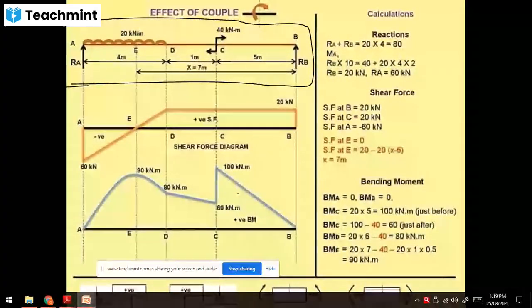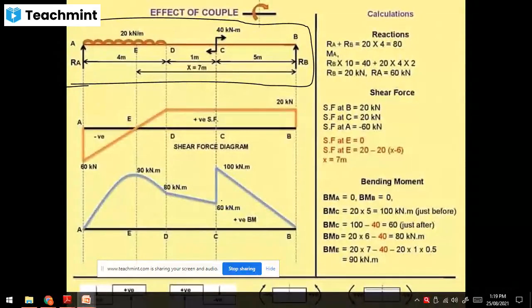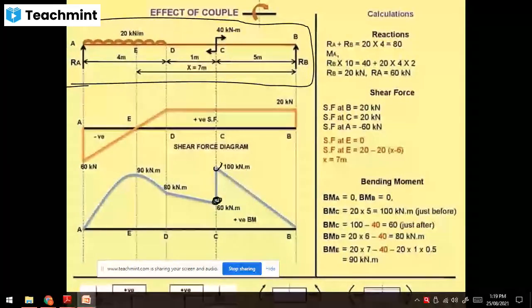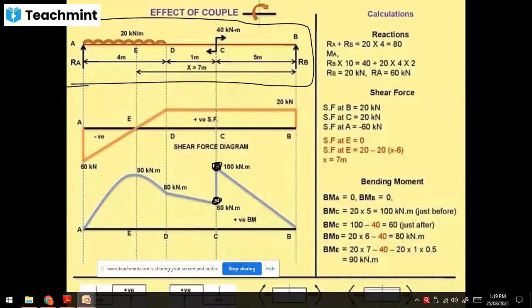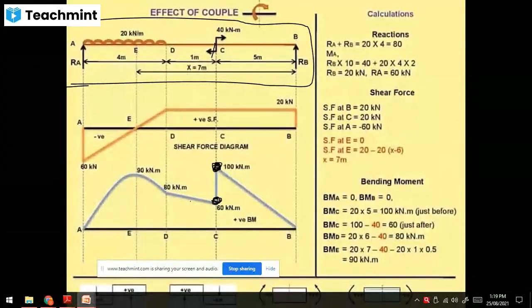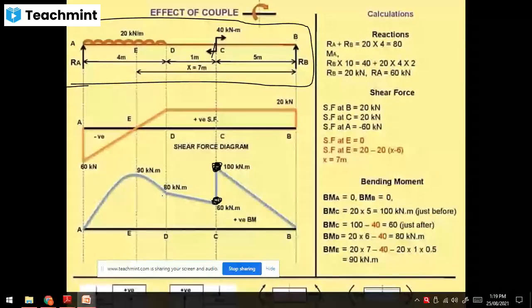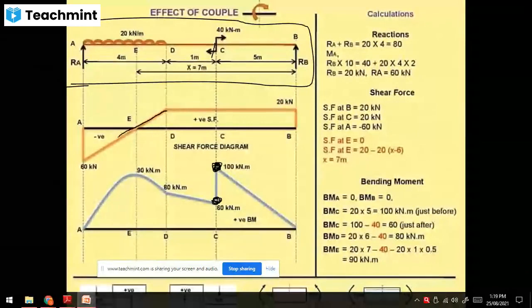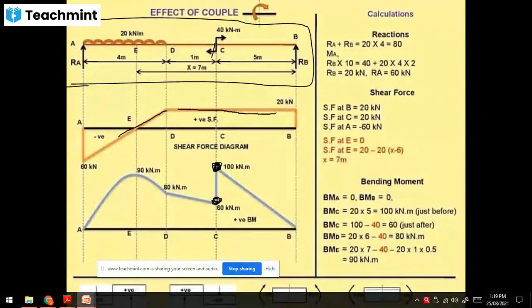UDL with couple. So try to draw the shear force diagram and bending moment diagram. There are two points, as we discussed, in the bending moment diagram because there is a couple. Two points in the BMD. At point C, while drawing the bending moment diagram, two points will come due to the couple. If there is a UDL, a curve, and if there is a straight line with no loading, an inclined line. In shear force, if there is a UDL, it is inclined, and if there is no loading at that point, a horizontal line.